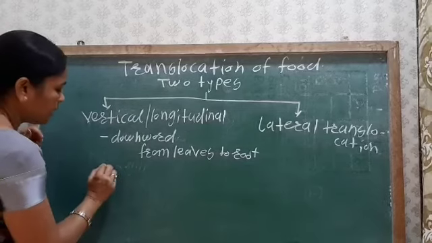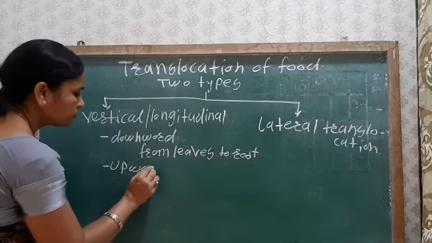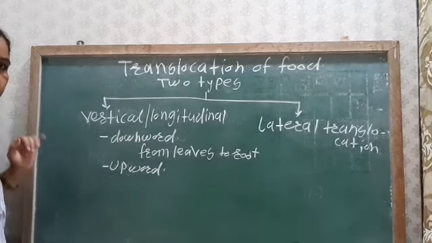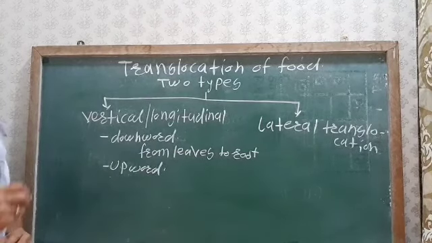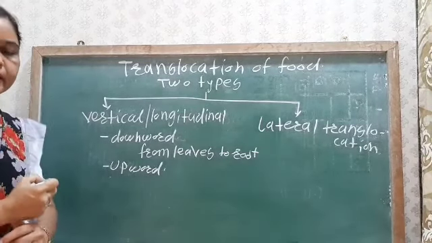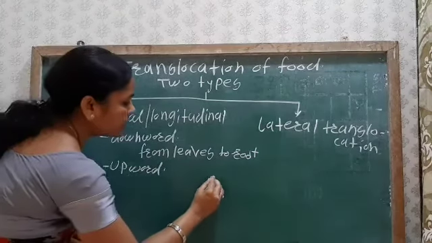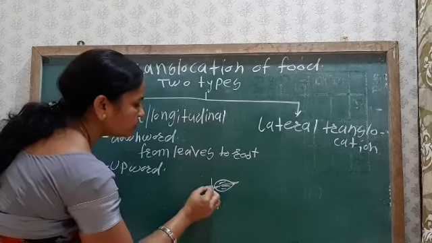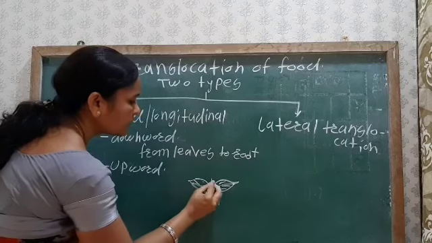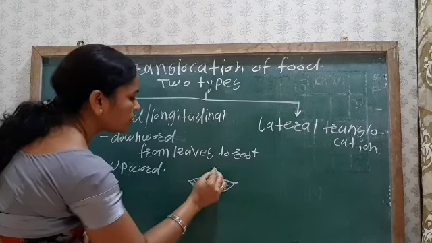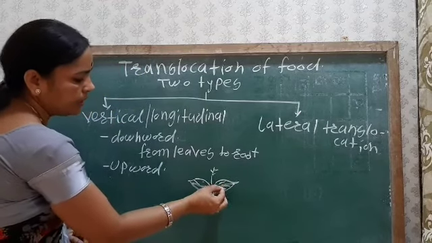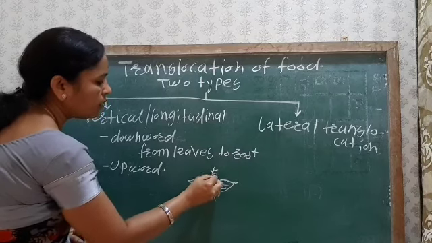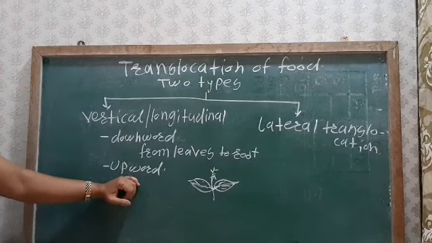It may also take place upward. The source region is where the food material is mainly synthesized, in the leaves, and it is transferred upward to the growing region. Say if here is the plant, here the leaves are there, then here are the growing regions. The food material synthesized in these older leaves is transferred from the leaves upward. So here is the upward movement.